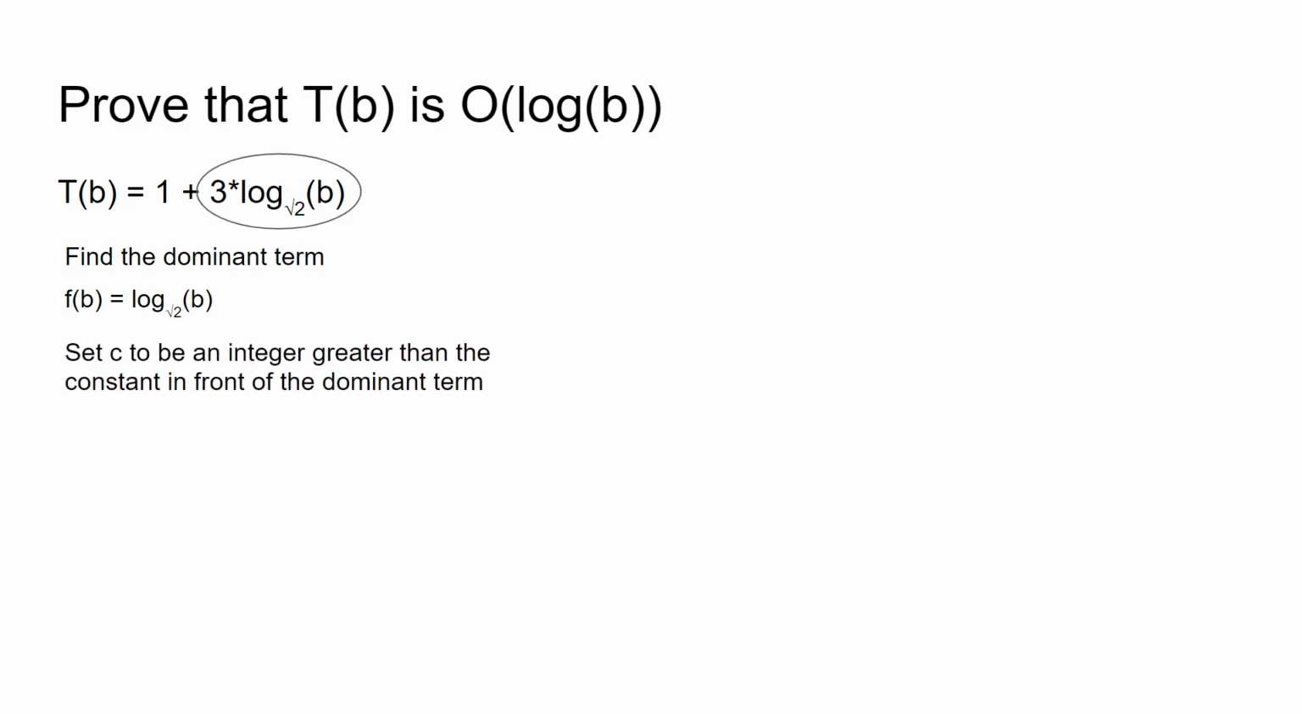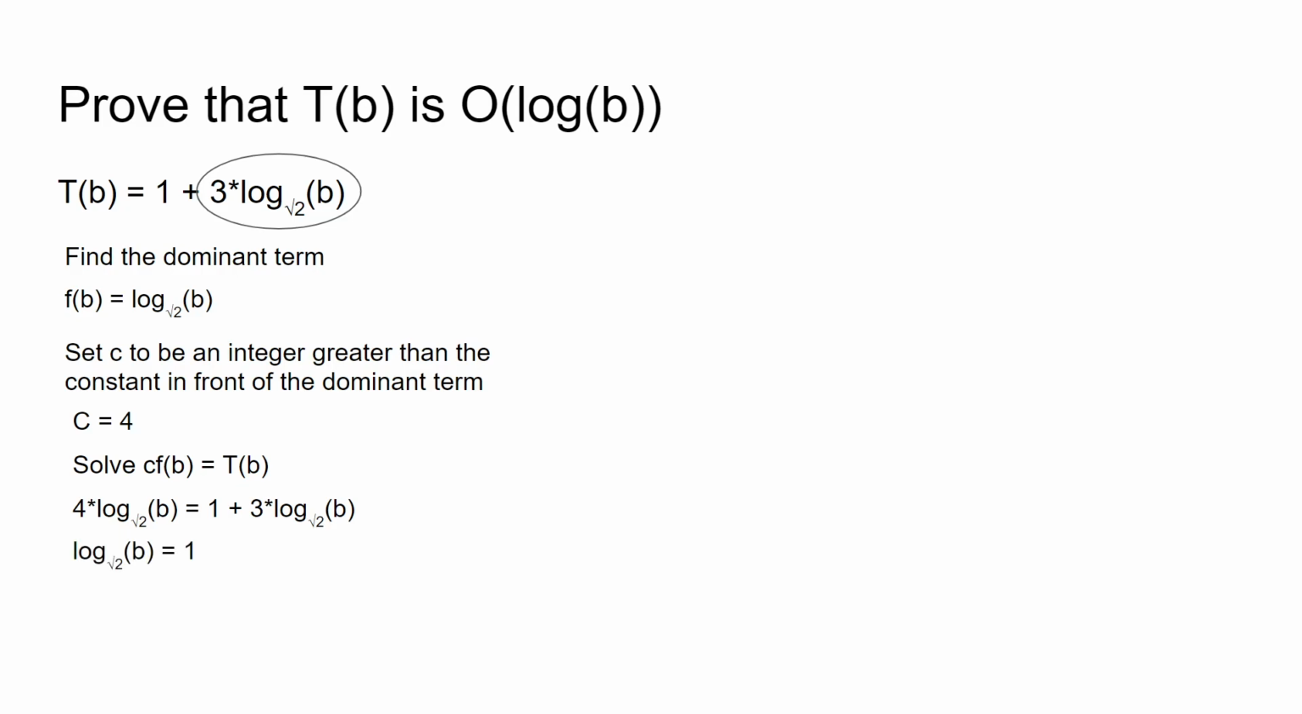Then, we choose c to be an integer greater than the constant in front of the dominant term. In this case, I will set c to be 4. Next, we set c times f of b equal to t of b, and solve for b. From this point, I'm going to say log of b instead of log base square root of 2 of b because it's easier to say. So we have 4 log of b is equal to 1 plus 3 log of b. Subtracting 3 log of b from both sides, we get log of b equals 1.